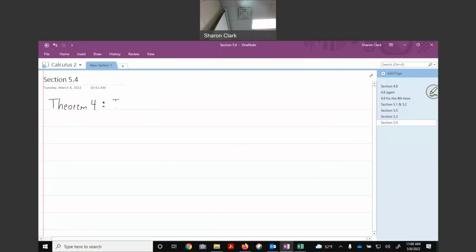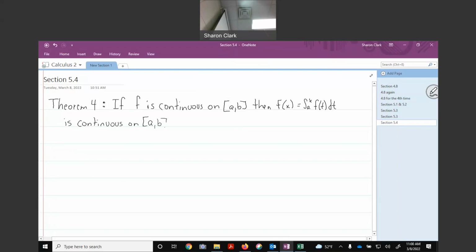It says if f is continuous on [a, b], then capital F of x equals the integral from a to x of f of t dt is continuous on [a, b] and differentiable on the open interval (a, b).